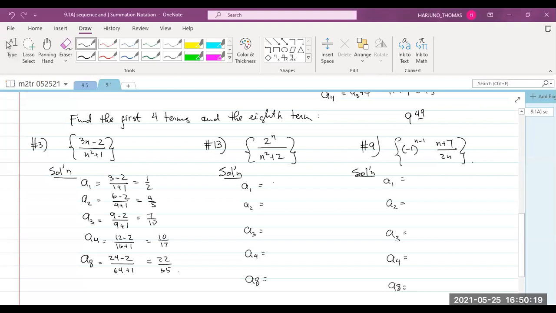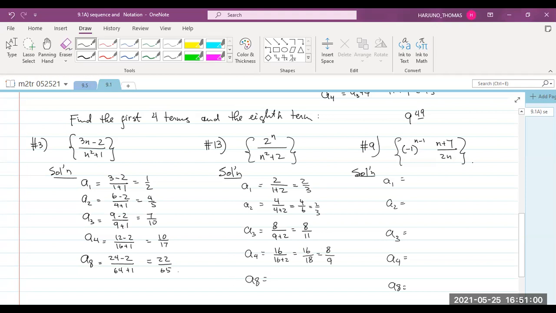Okay, let's start. This is 2 over 1 plus 2. That's 2/3. This is 4 over 4 plus 2. That's 4 over 6. That's 2/3 also, huh? And then this is 2 to the third, it's 8 over 9 plus 2. That's 8 over 11. The fourth term, 16 over 16 plus 2. That's 16 over 18. That's 8 over 9.